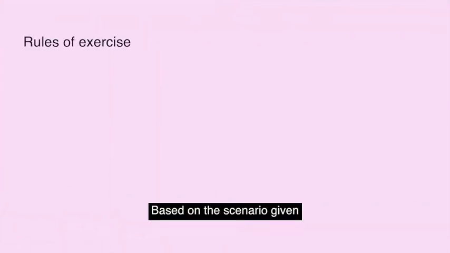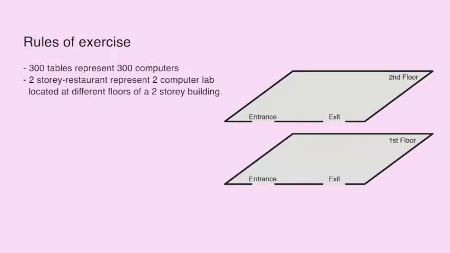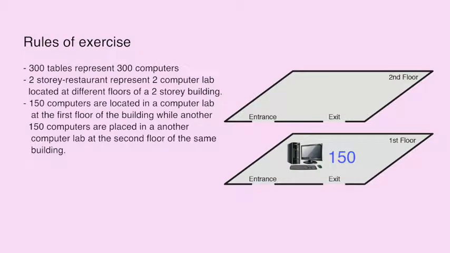Based on the scenario given, you will have to design a network for 300 computers. 300 tables represent 300 computers, while the two-story restaurant represents 2 computer labs located on different floors of a 2-story building. 150 computers are located in a computer lab on the first floor of the building, while another 150 computers are placed in another computer lab on the second floor of the same building.